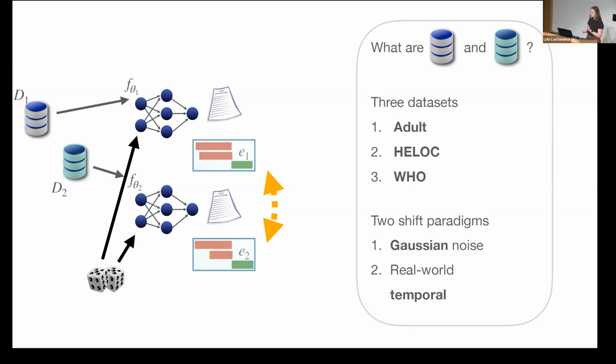We look at 2 types of data set shift. We look at Gaussian noise, which is really nice because that allows us to exactly control the size of the data set shift. And then we also use the WHO data set because we have data for multiple years. We construct a temporal data set and look at that paradigm.